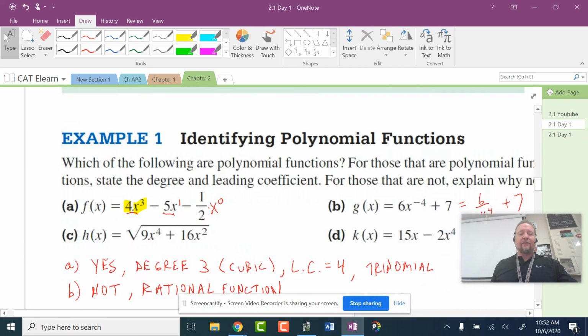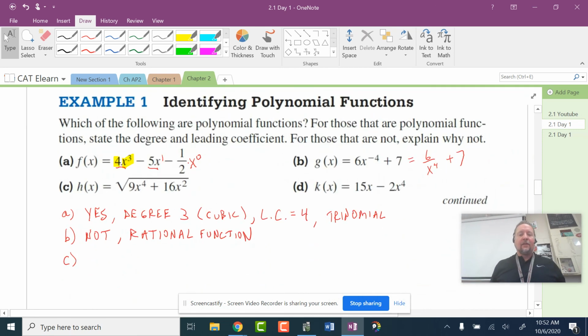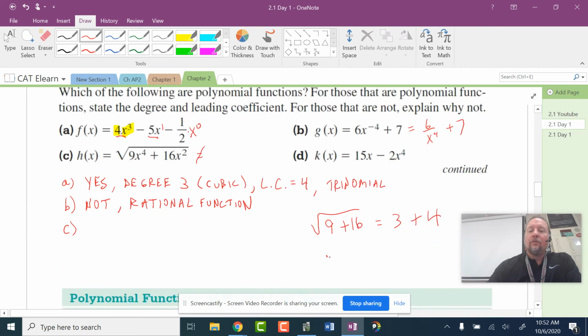So you can look at the answers for A. A is a polynomial. B is not. C, now this is not equal to, I get students do this all the time. What's the square root of 9 plus 16? Is that equal to the square root of 9, 3, plus the square root of 16, 4? Or is it equal to, I have to add those two together because of order of operations, and I get 5? And the answer is this one, not this one.